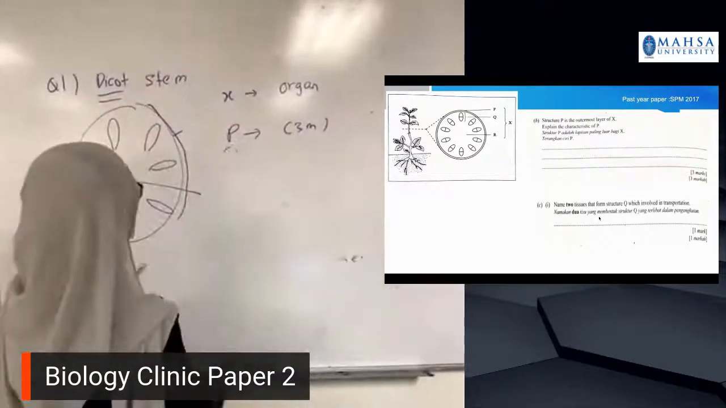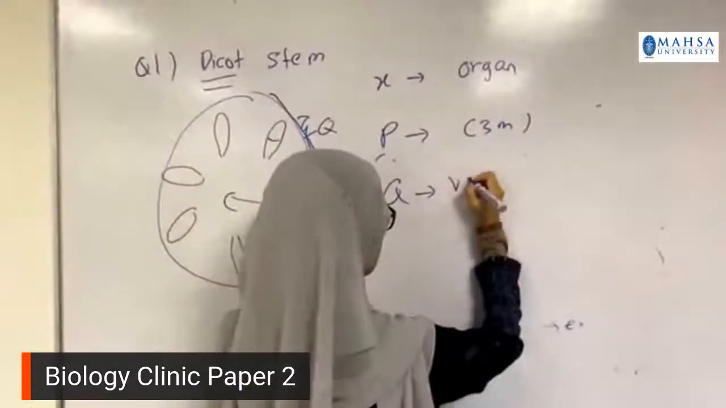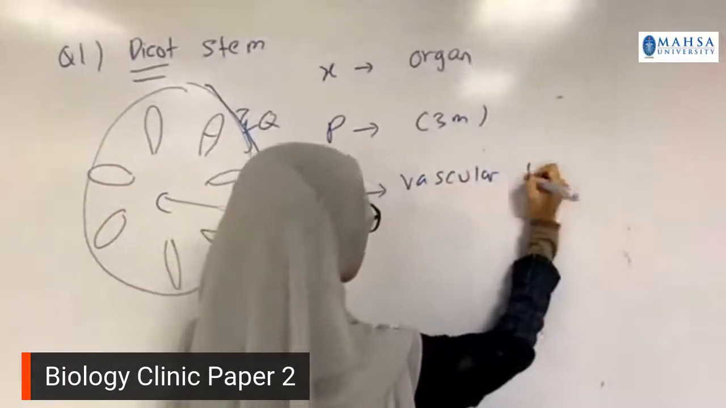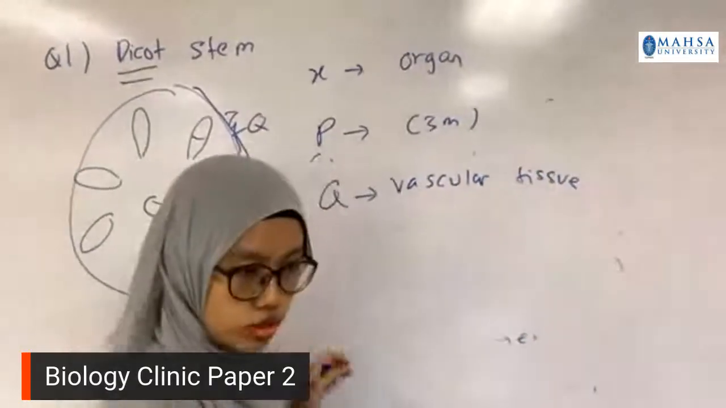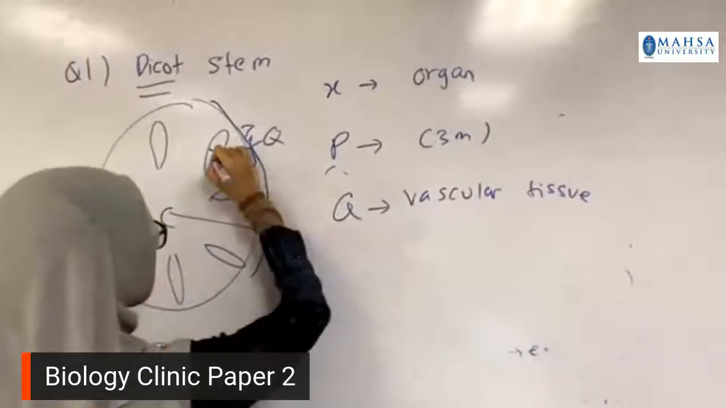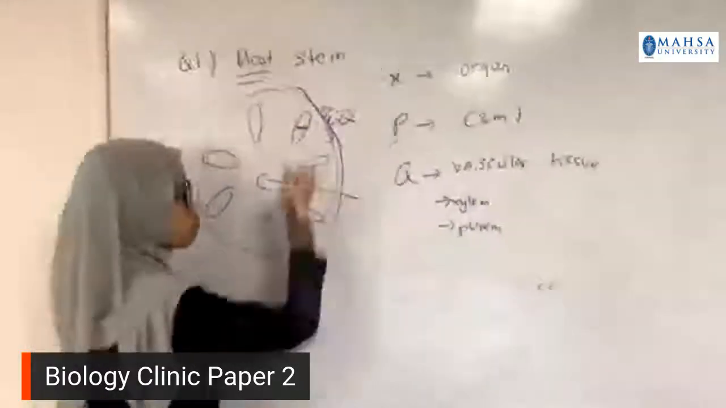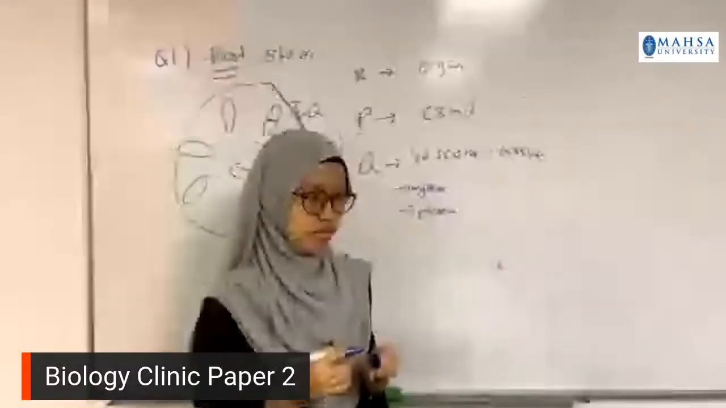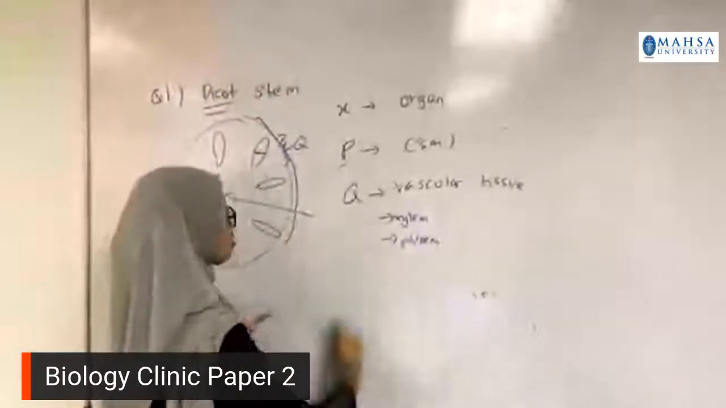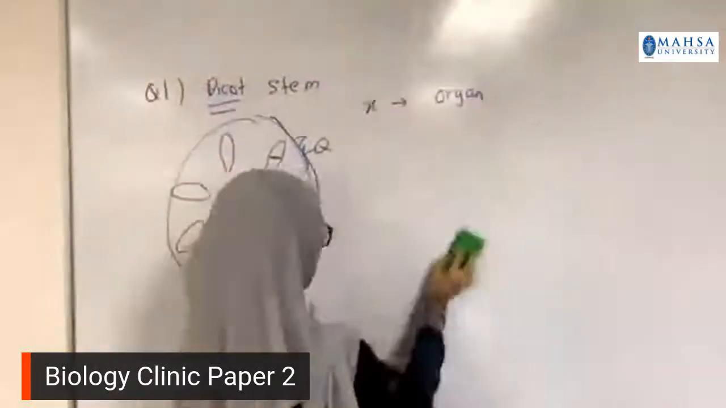transportation. So your structure Q is the vascular tissue, and you need to identify the two tissues inside the vascular tissue. So your answer should be xylem, and another one is phloem. So here is the xylem and phloem. In the middle here, we call it the vascular cambium. So that will be the answer. Okay, next question, Sir Alex.